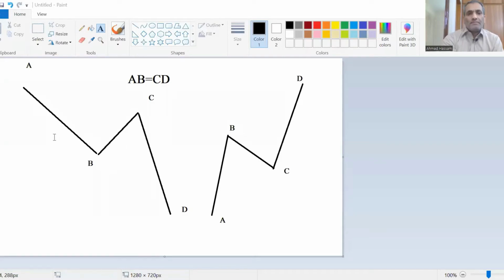So let me show you how we want to identify this pattern. This is the bullish ABCD pattern. First, we have a down move AB. Then we have a retracement BC. After that, again, we have a down move CD. Ideally, the AB leg should be equal to the CD leg.